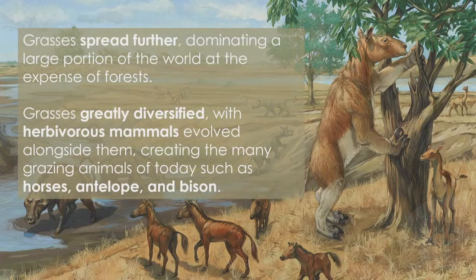Grasses spread further, dominating a large portion of the world at the expense of forests. They greatly diversified, with herbivorous mammals evolving alongside them. So it created many of the grazing animals of today, such as horses, antelope, and bison.